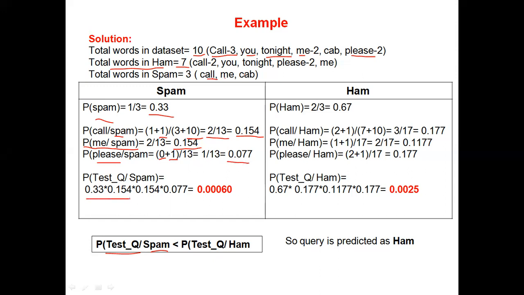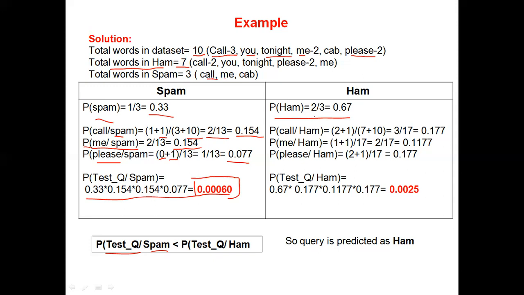So now calculate the probability of my testing query with respect to the spam class label. It is 0.33 times 0.154 times 0.154 times 0.07. So we are getting a probability of 0.00060. Similarly, you can calculate the probability of the given query for the ham class label.